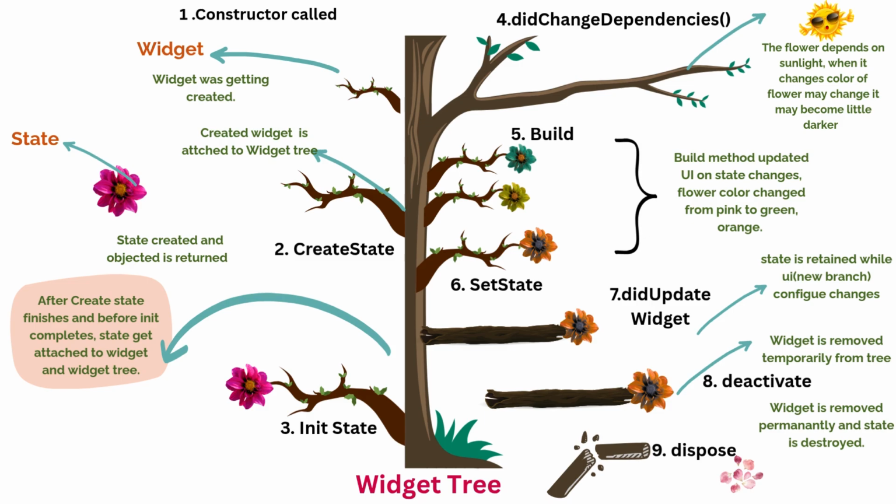So the first lifecycle method that gets called here is createState. This method creates a state and returns an object. Now at this point of time, you have a widget and state together, but they are not yet attached to the widget tree. So the next method that gets called is initState. Before initState completes, the widget and state are both attached to the widget tree.